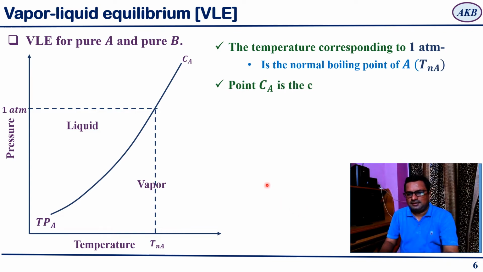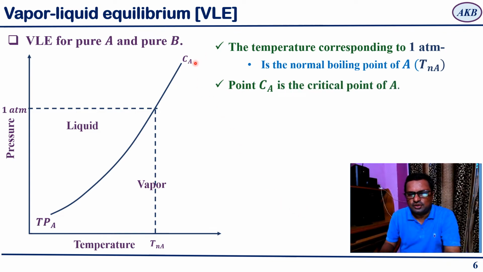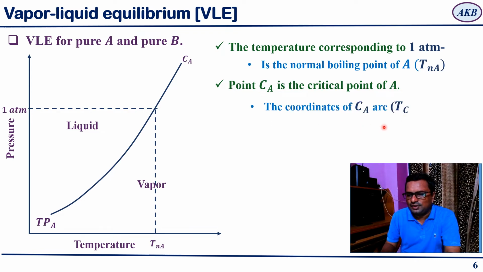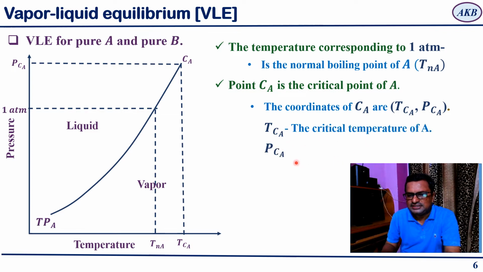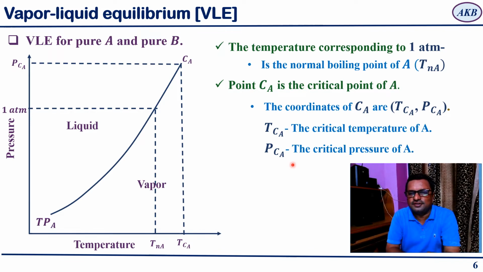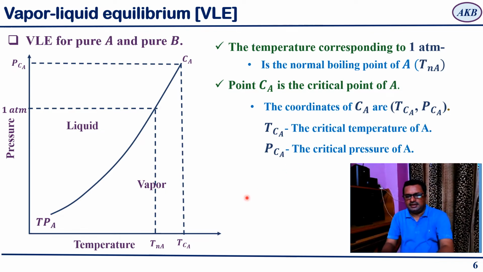Then, as I have already said, Ca is the critical point. What are the coordinates of this critical point? The coordinates are Tca and Pca. So the pressure is Pca and the temperature is Tca, and these are the critical temperature and critical pressure. Tca is the critical temperature and Pca is the critical pressure. We will shortly understand the significance of these two. Okay, now let us move on.